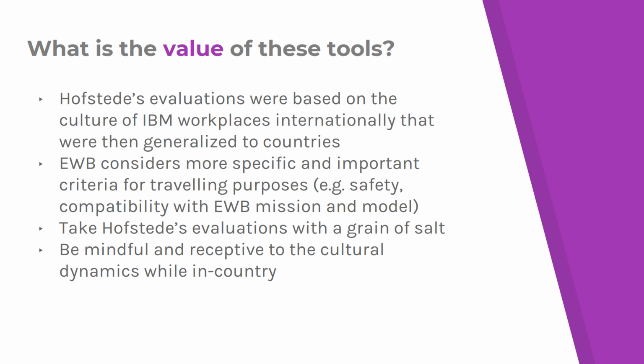So overall, coming from this presentation, we want you to leave and consider Hofstede's evaluations with a grain of salt, and to always be mindful and receptive to different cultural dynamics while in country, which may or may not agree with what Hofstede predicts. As for the CO candidate tool, it does have many criteria that are important for honing down on the countries that do need help, though we do recognize that many other countries that are advanced and developed do still have communities that are lacking basic necessities. And while they do lack these basic necessities, there must be a way that we filter and find countries that are the best for EWB to help.